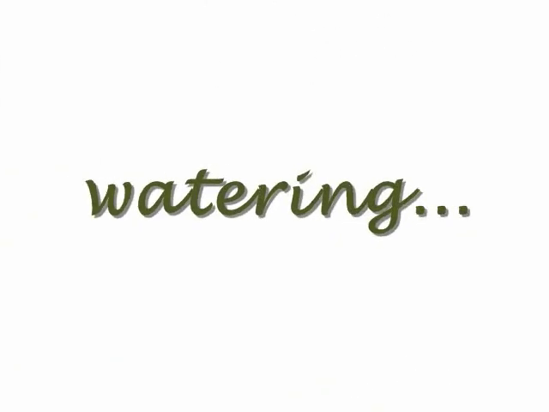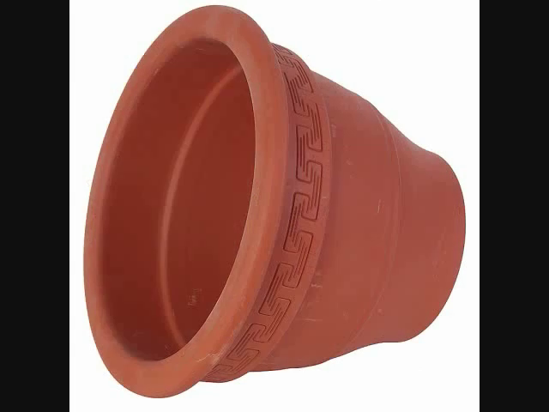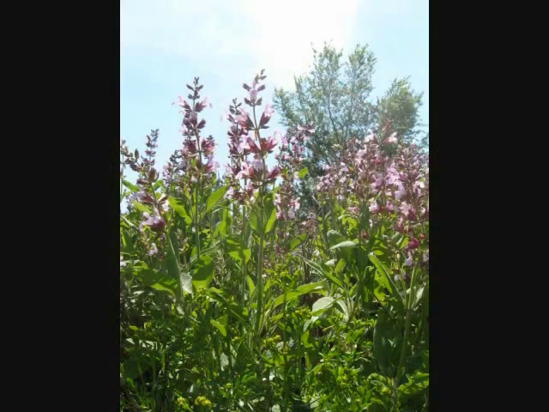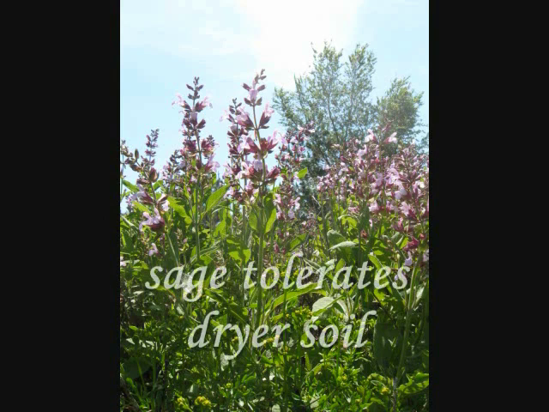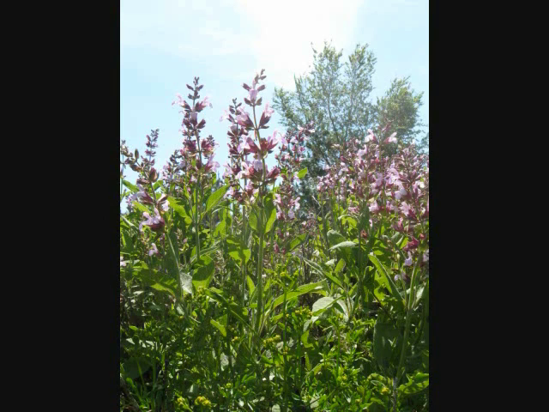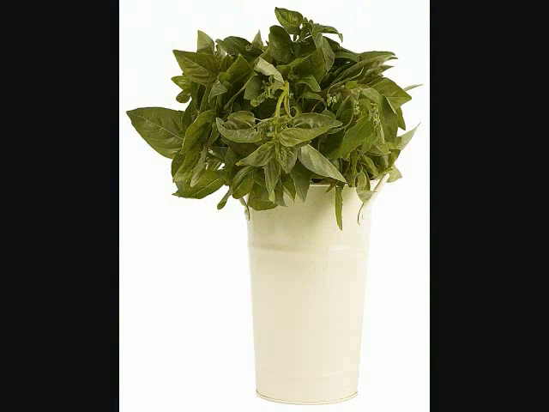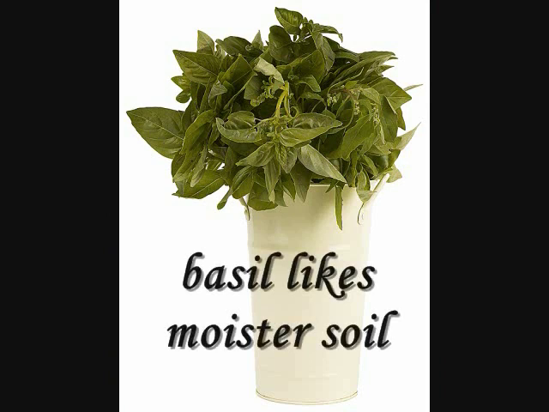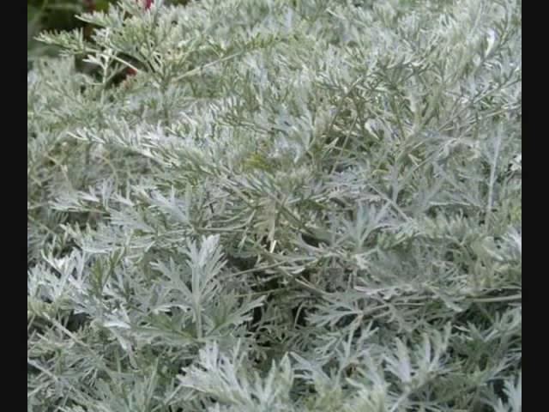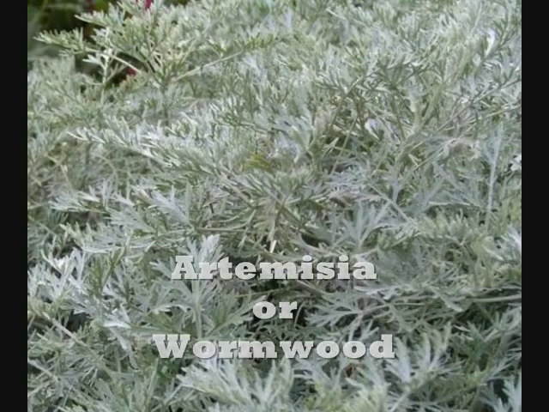Okay, let's move on to watering. When you plant herbs together in a pot, you are going to want to try to make sure that you have plants with similar water requirements. The reason being is that some herbs definitely can tolerate drier soils and some absolutely cannot. Basil requires a fairly moist soil. Mints prefer a moist soil. Plants like sage and some of the silvery leafed herbs can take much, much drier soil.